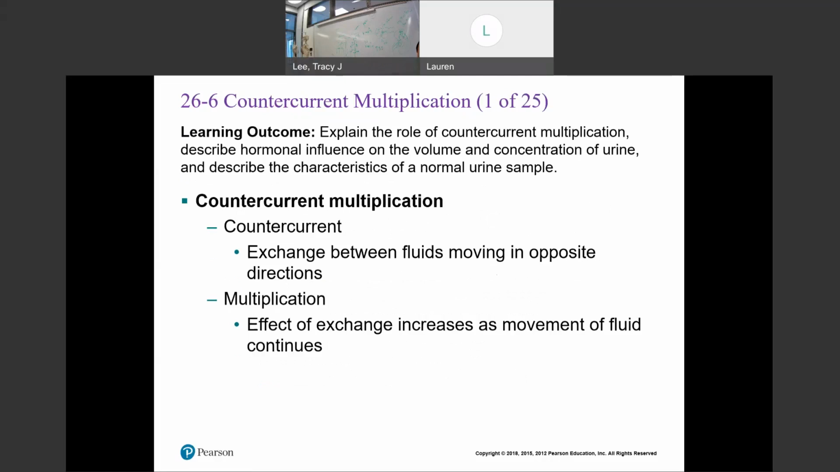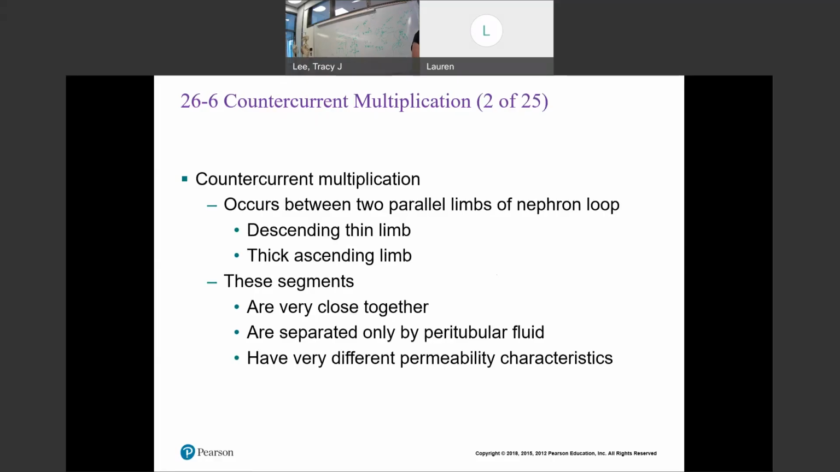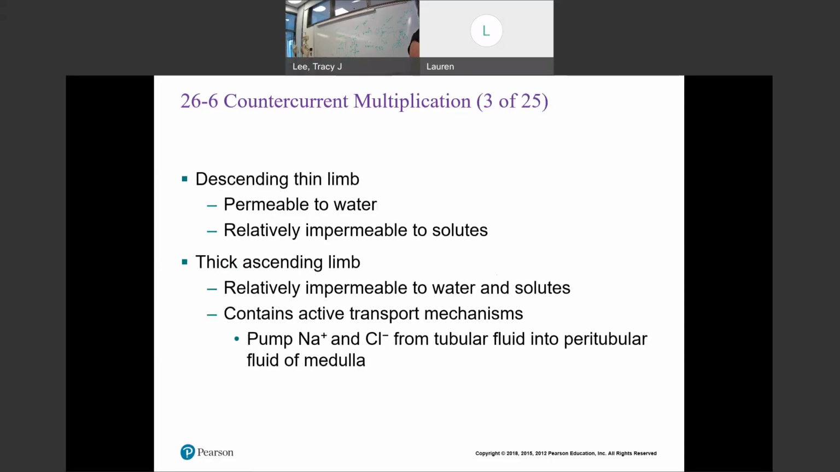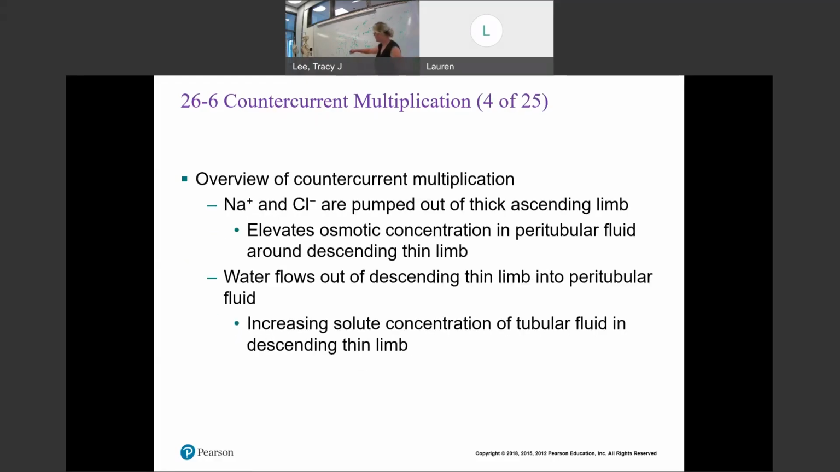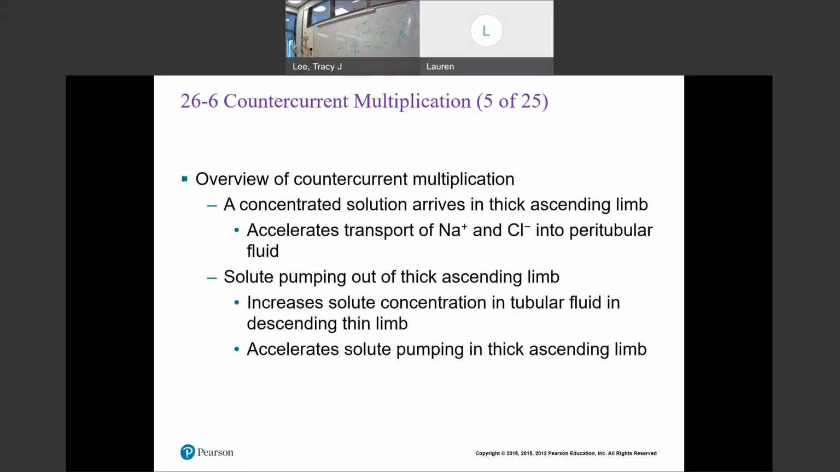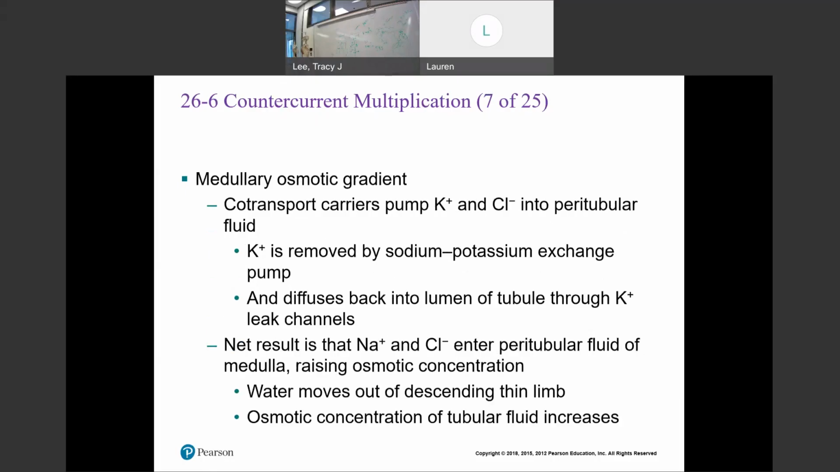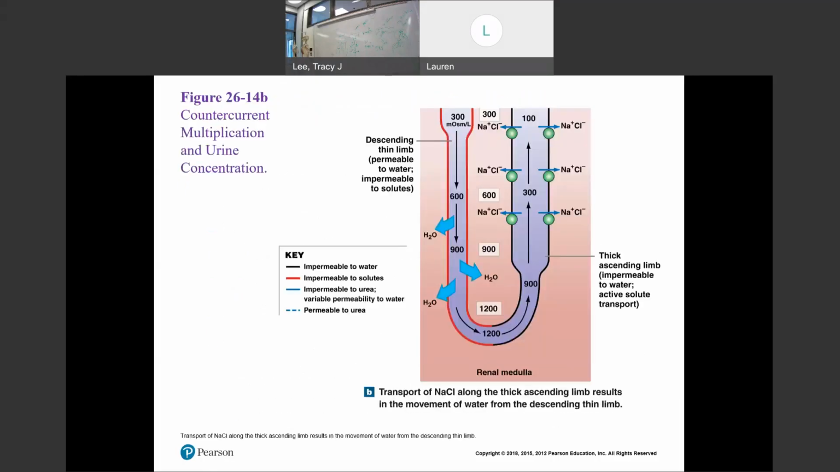Countercurrent multiplication, or the countercurrent system, basically, I'm going to cruise through this because I talked about this already. You have to know who's permeable to what, and you have to know that our blood is going to flow the opposite direction of our peritubular fluid. So this is what happens with it. I'm going to jump ahead because I don't ask you about the transport systems. But I think this is so amazing that our body does this.